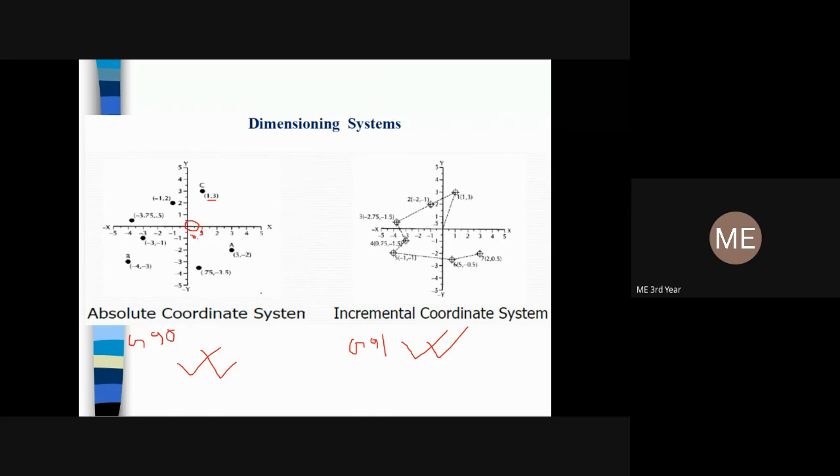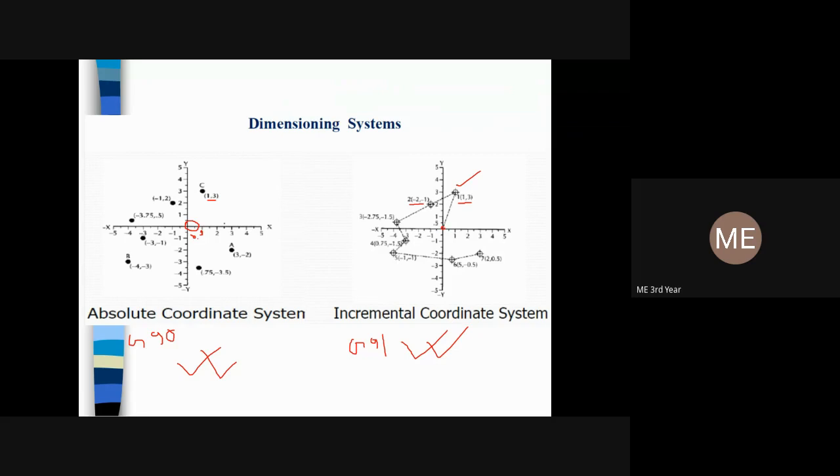But what is the difference between the incremental and absolute coordinate systems? In the incremental coordinate system, this is your origin point 0 0. The first point is calculated from the 0 0 point. This is 1 and 3: 1 is the positive x direction and 3 is the positive y direction. But after that, the second point is calculated from the previous point, not from the origin point. Only this is the difference.